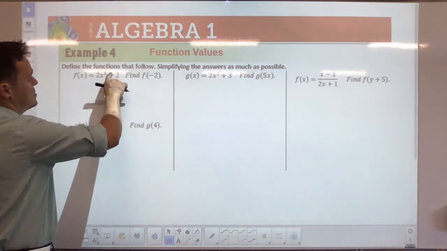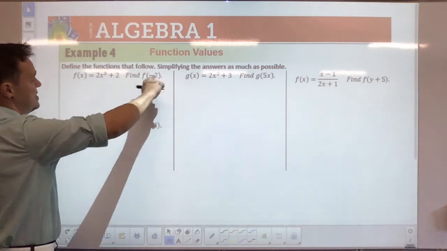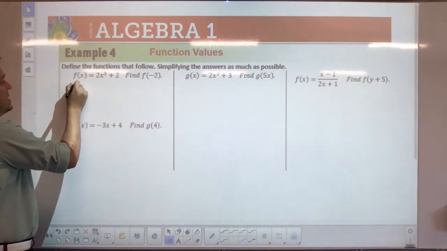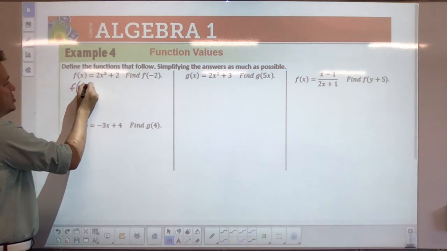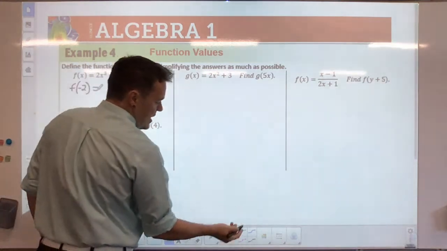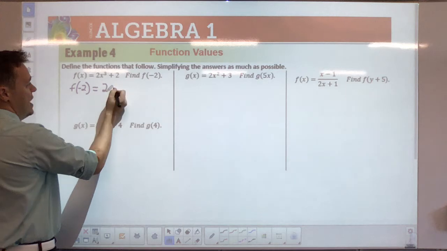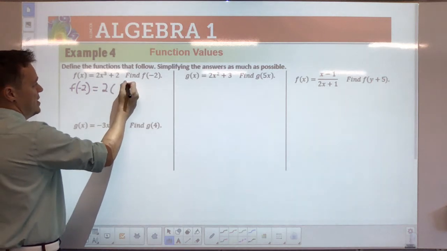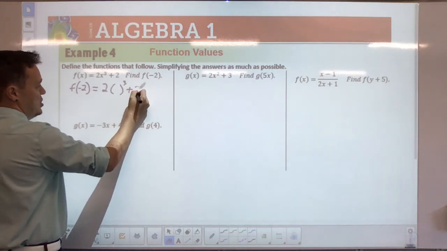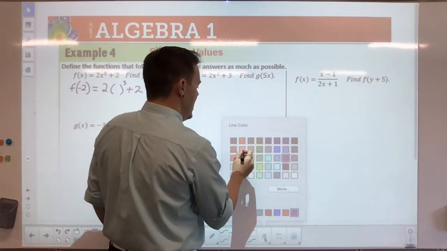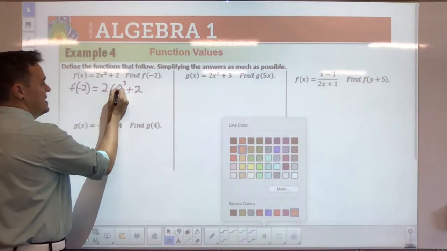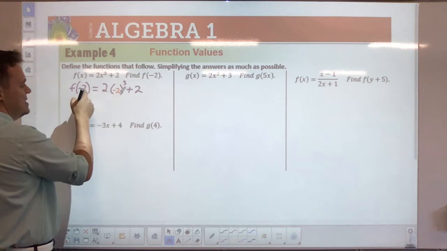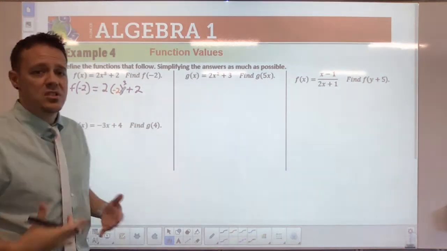All right, so what we're going to do is define a function. We're going to find f of negative 2. So remember, you're going to write f of negative 2 equals, and then it's going to be 2, and then you put a little bracket right here, and you put a 3 plus 2. And you ask yourself, what goes in there? It's actually going to be a negative 2, right? These two things have to be the same thing. And now you simplify and solve it.